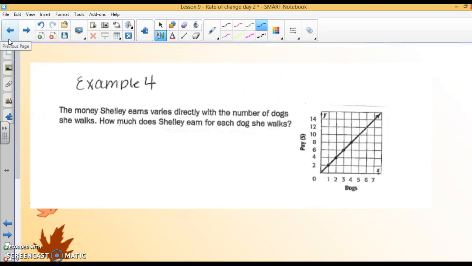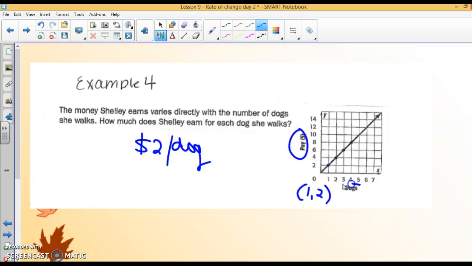All right, here we go again. The money Shelley earns varies directly with the number of dogs she walks. Again, is this graph proportional? Absolutely. Straight line through the origin. Where is our unit rate or rate of change located? At X is 1. It is a major intersection. It's the point (1, 2). So our rate of change: how much does Shelley get for each dog she walks? $2 per dog. Y over X. This one is located right at 1.